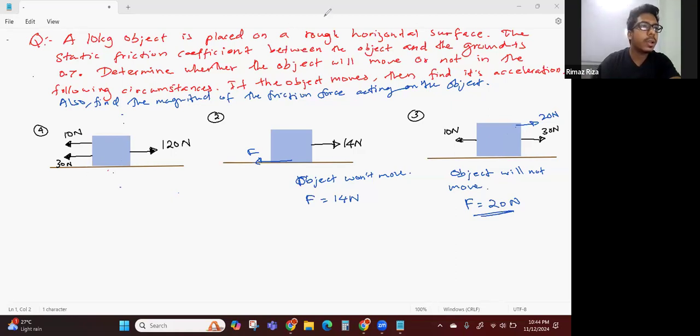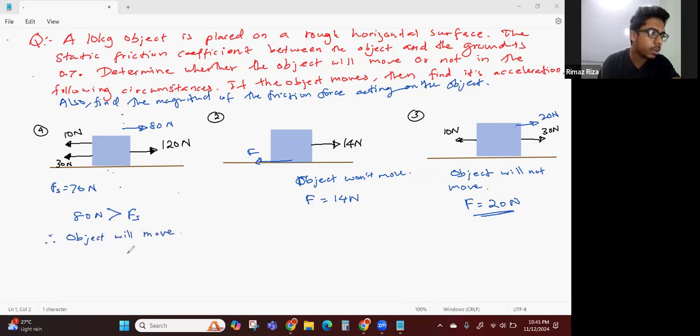Okay. We have calculated that the limiting static friction Fs is 70 Newton. So here now we can find the resultant force. The resultant force will be in this direction, 80 newtons. So 80 Newton is greater than Fs. Therefore, the object will move.